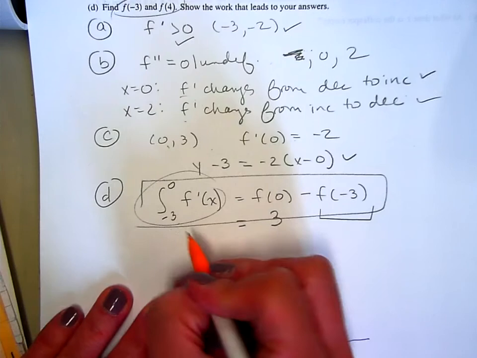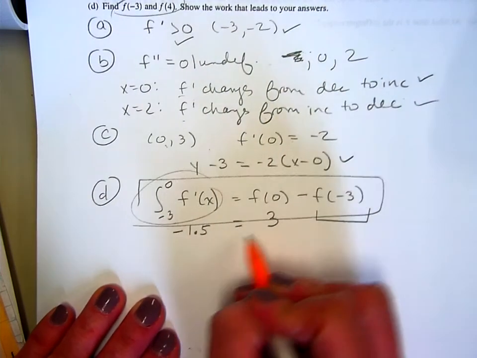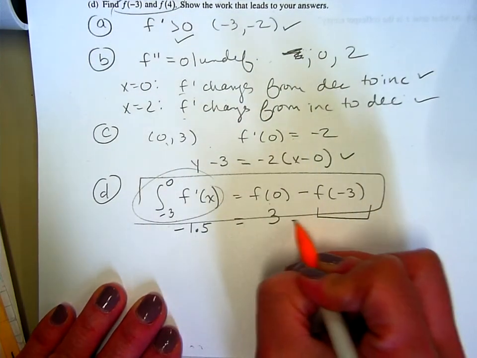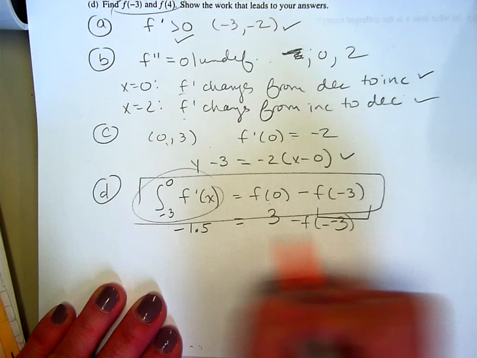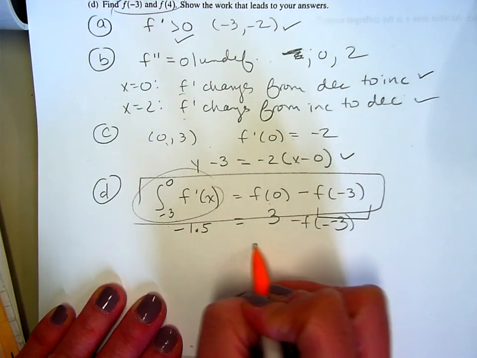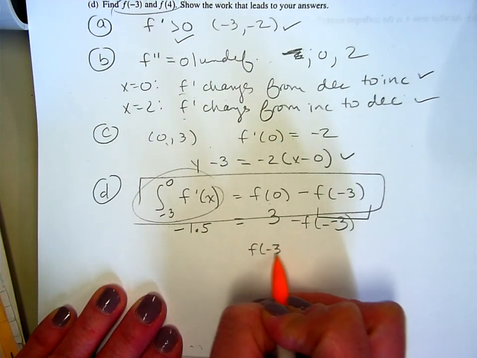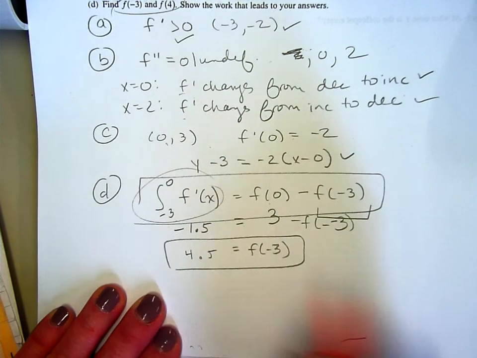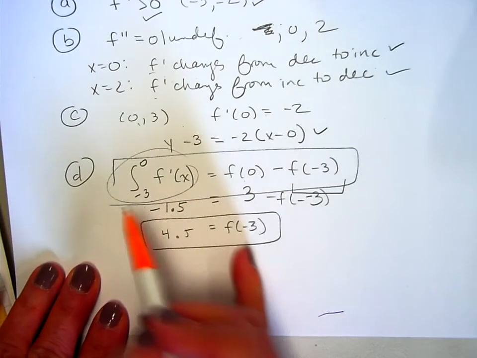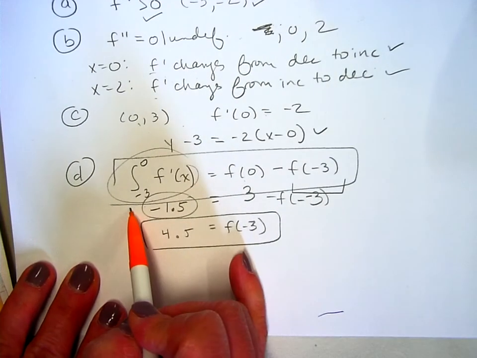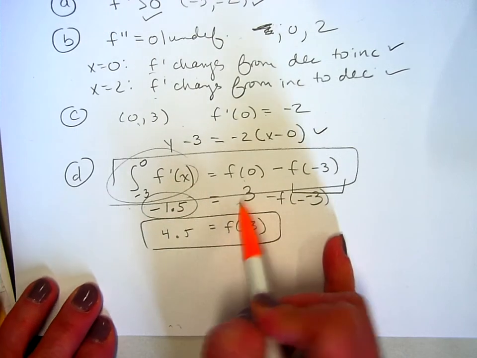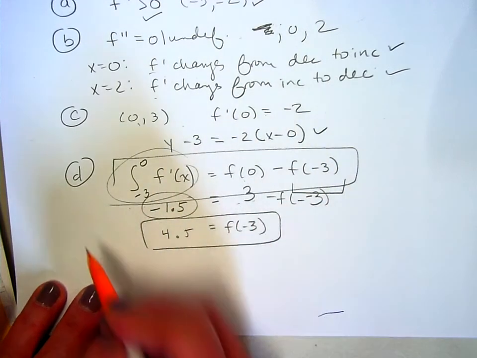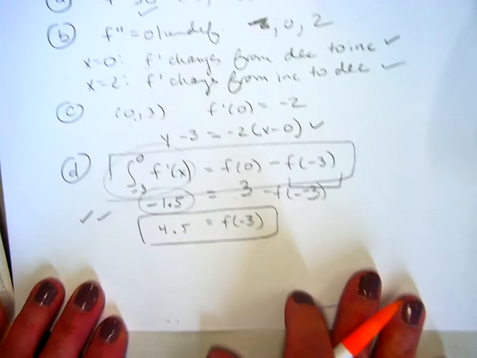So this value, -1.5, is equal to 3 minus f of -3, and then you can solve this equation, so f of -3 is really positive 4.5. They're looking for, can you calculate this -1.5 correctly, and do you understand that you have to add that initial condition? So there are 2 points, but there are multiple ways you can get here.